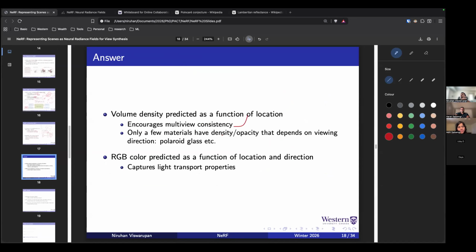Only a few materials have density or opacity that depends on viewing direction, like polarized glasses, etc. As we saw, RGB is predicted as a function of location and direction, which captures light transport properties like reflectance, reflections, and stuff.